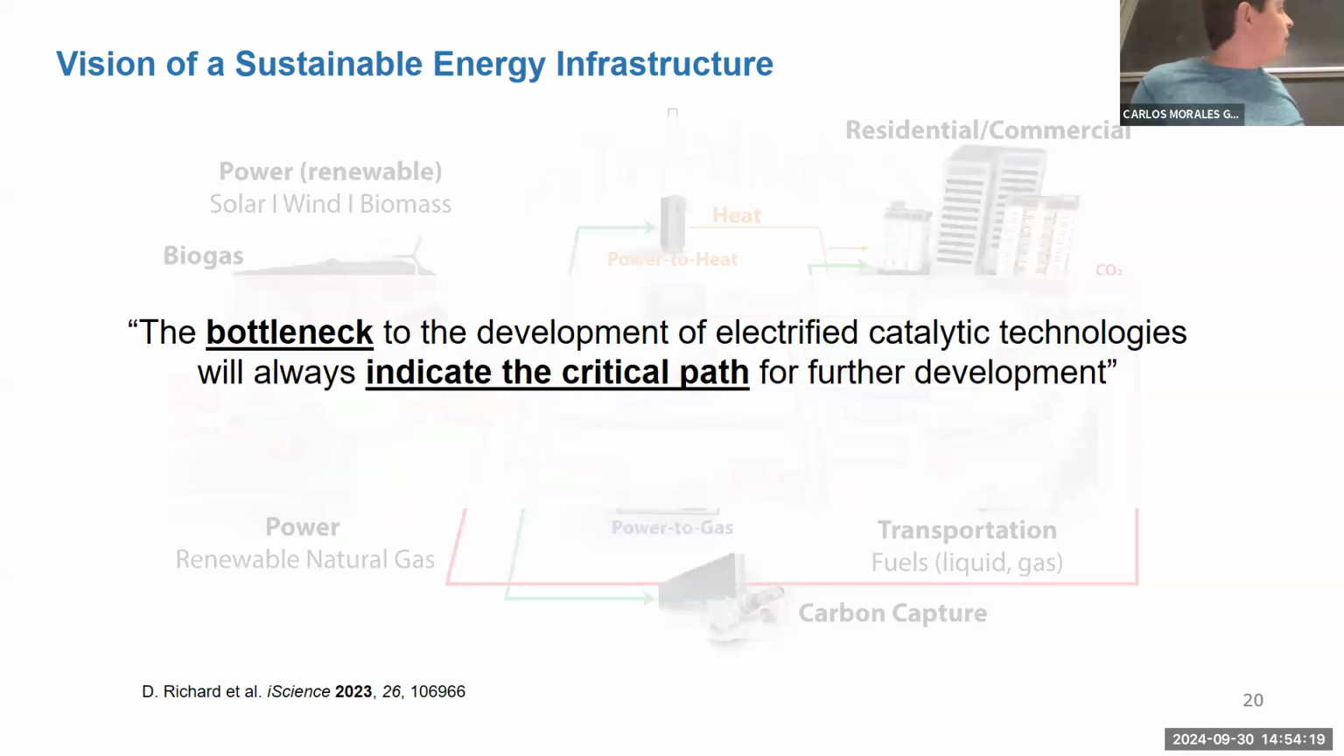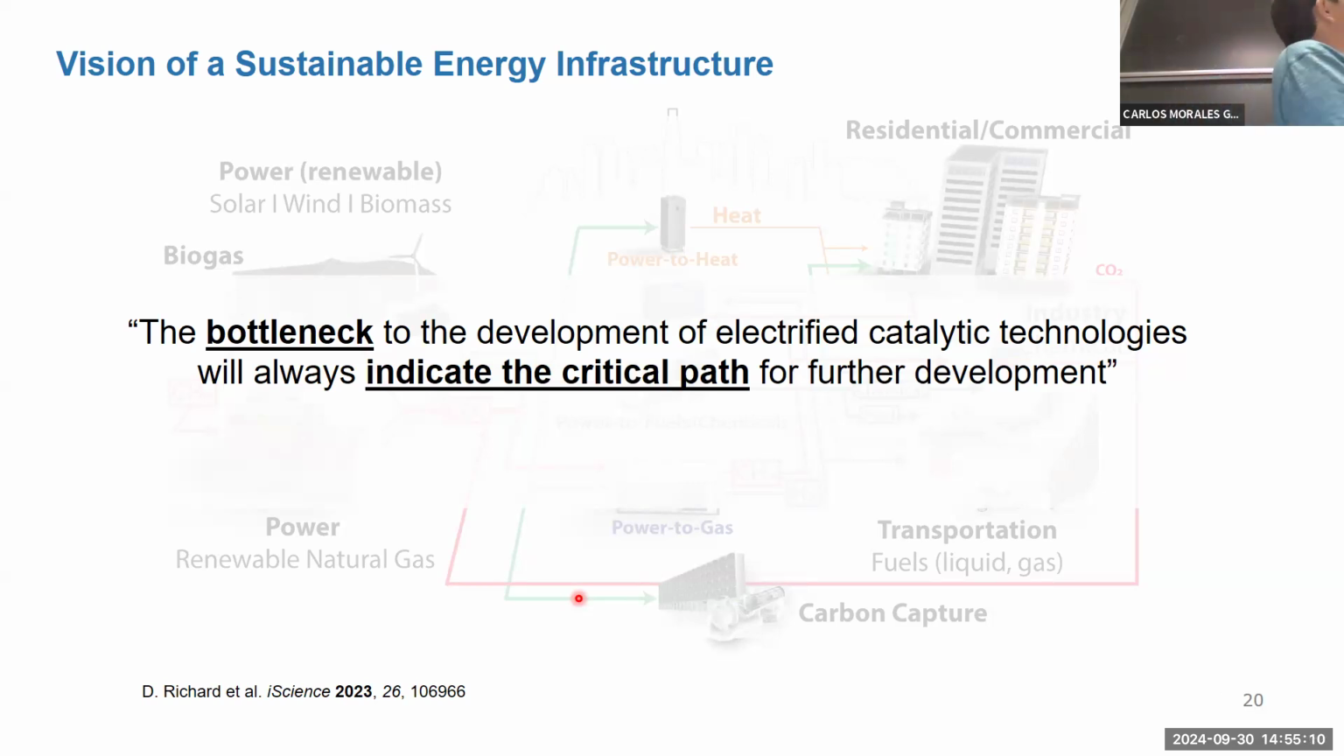Then the question that I always ask the students is, what is the actual bottleneck to the development of electrified catalytic technologies? Because for whatever your research topic is, if you can identify what the bottleneck is, that will tell you the critical path to further develop the technology. If what you're doing is not the actual bottleneck, the probability that your contribution is meaningful will be reduced. So if you're doing research, try to identify the actual bottleneck and push through it. Otherwise, everything else that you are making might not be very relevant.